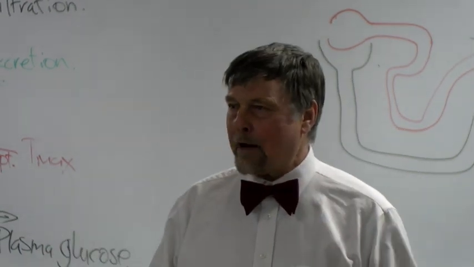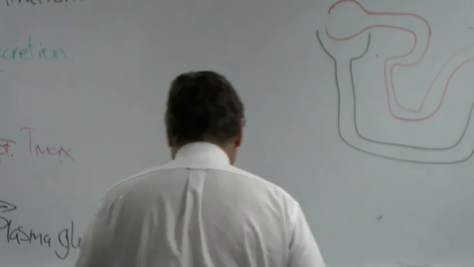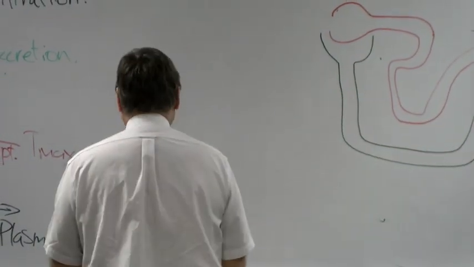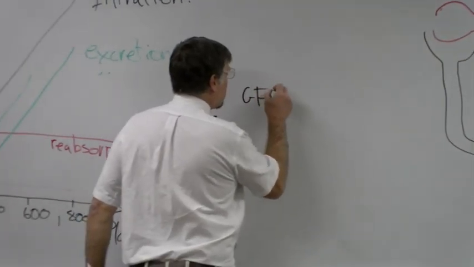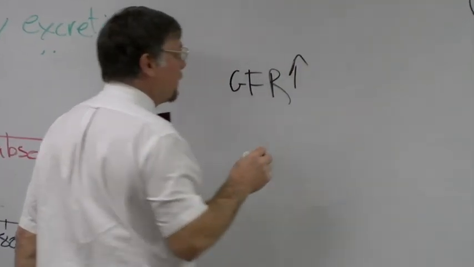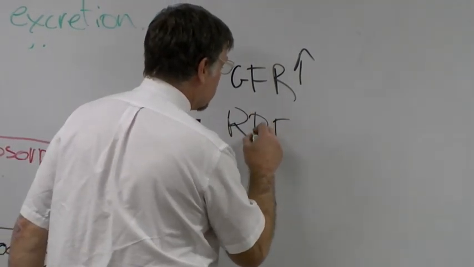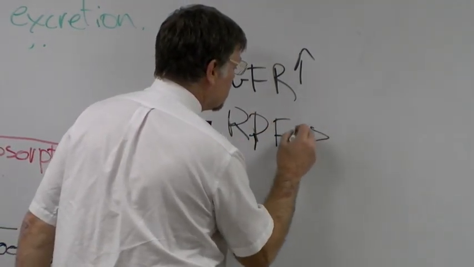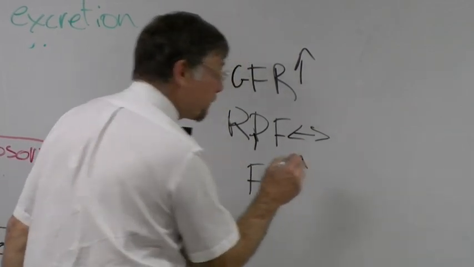compensate for that aberration in GFR. Okay, so the setting is, let us assume that GFR all of a sudden just went up. The renal plasma flow didn't change. So in other words, the filtration fraction went up. Yes?